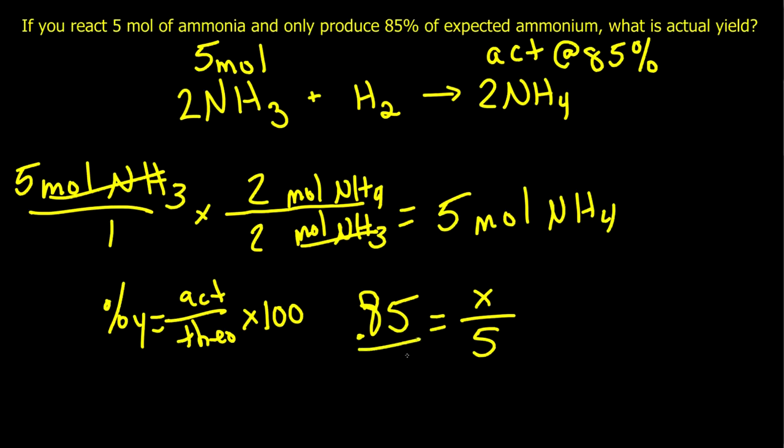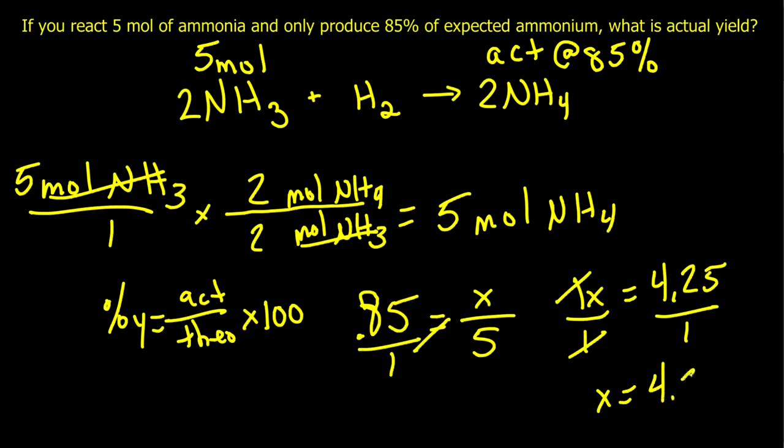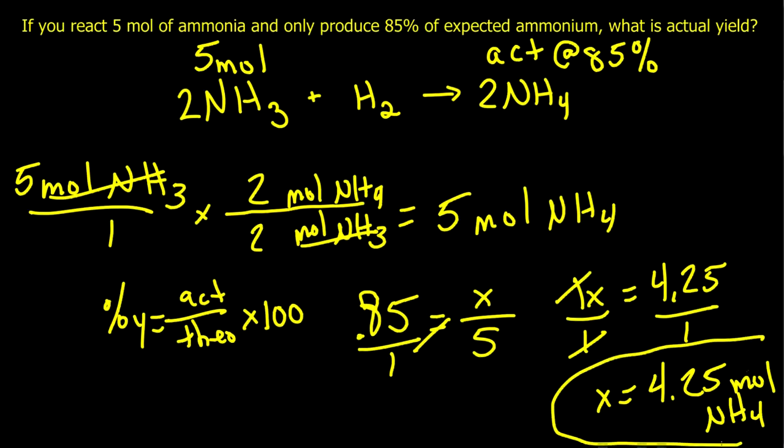Now to do this algebraically, I'm going to make this a proportion and cross multiply. 1 times x is 1x. 5 times 0.85 is 4.25. I divide by the value with x. 1's cancel out. X is 4.25 moles of ammonium. There is our answer.